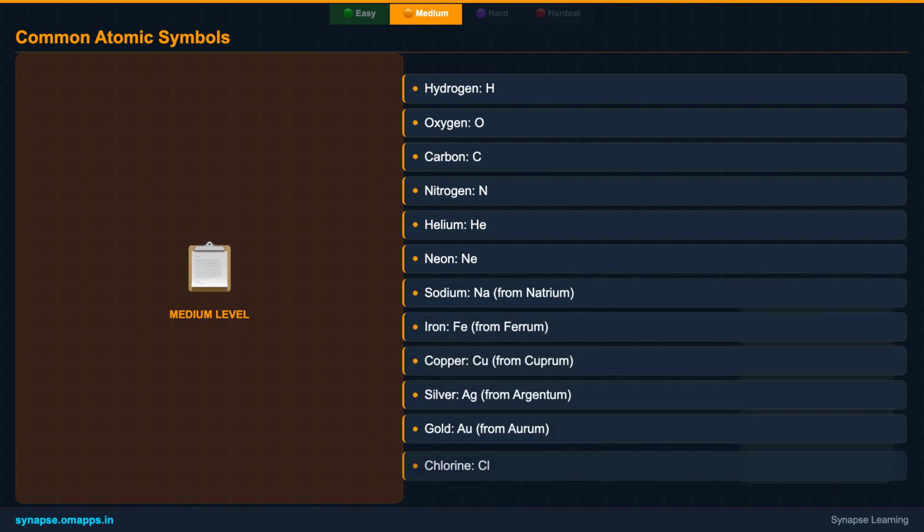Let's look at some common atomic symbols. You have H for hydrogen, O for oxygen, and C for carbon. Then there's N for nitrogen, He for helium, and Ne for neon. From Latin origins, we have Na for sodium, Fe for iron, Cu for copper, Ag for silver, and Au for gold. And finally, Cl for chlorine. These symbols are universally recognized and help chemists communicate effectively across the globe.